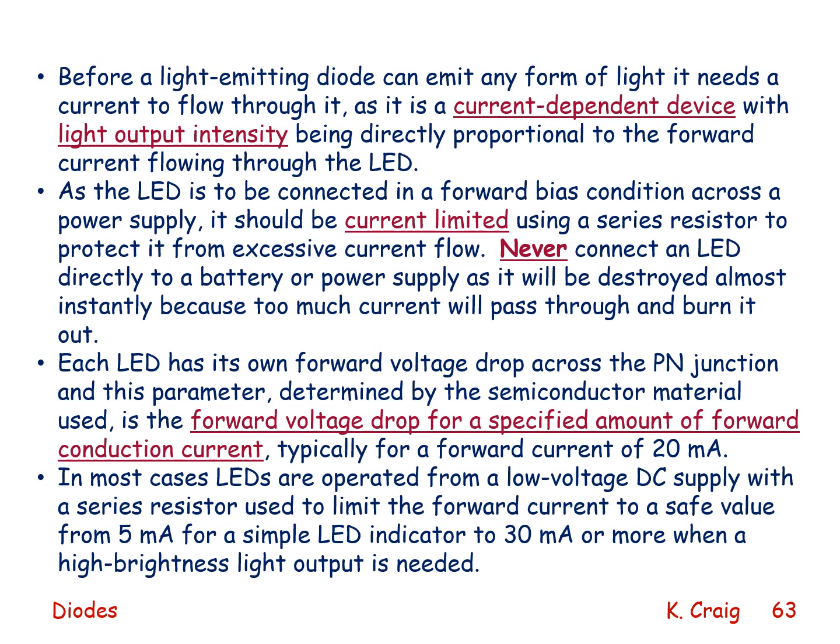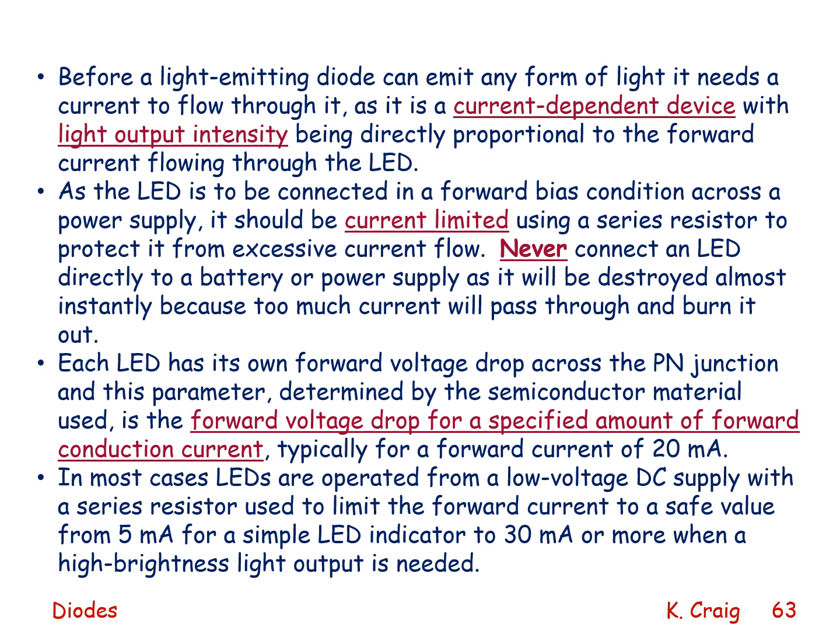Before a light-emitting diode can emit any form of light, it needs a current to flow through it, as it is a current-dependent device with light output intensity being directly proportional to the forward current flowing through the LED. As the LED is to be connected in a forward bias condition across a power supply, it should be current limited using a series resistor to protect it from excessive current flow. Never connect an LED directly to a battery or power supply, as it will be destroyed almost instantly because too much current will pass through and burn it out.